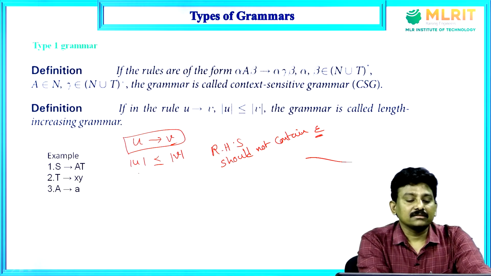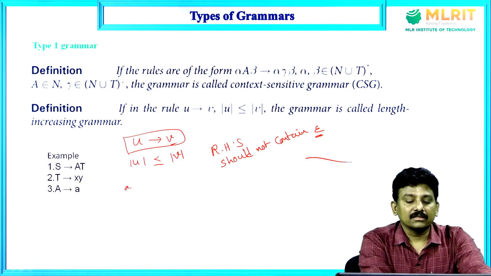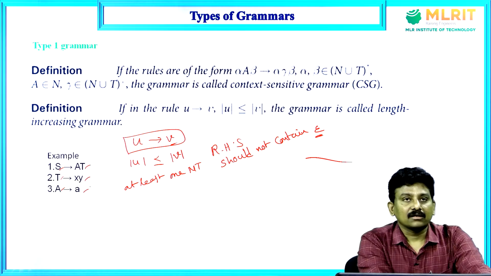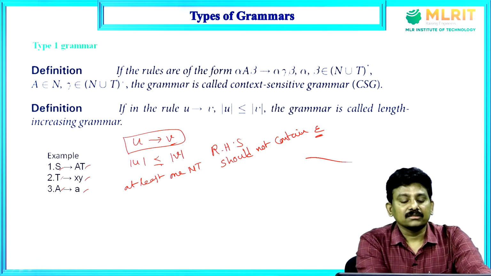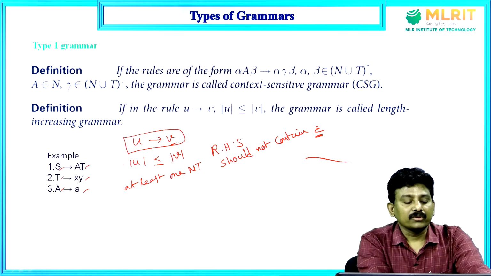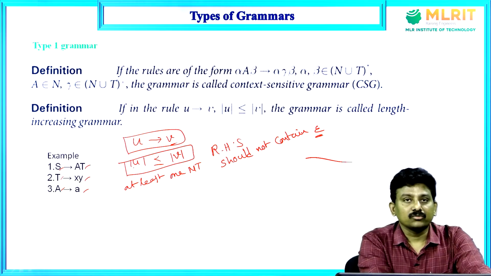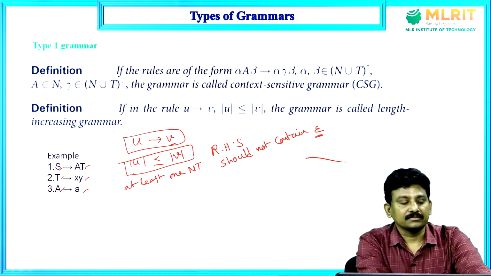Left hand side should contain at least one non-terminal, like this S, T and A. Right hand side is a combination of terminals and non-terminals, but should not contain epsilon. And one more important thing is the length of left hand side should be less than or equal to the length of right hand side. This is type 1 grammar.